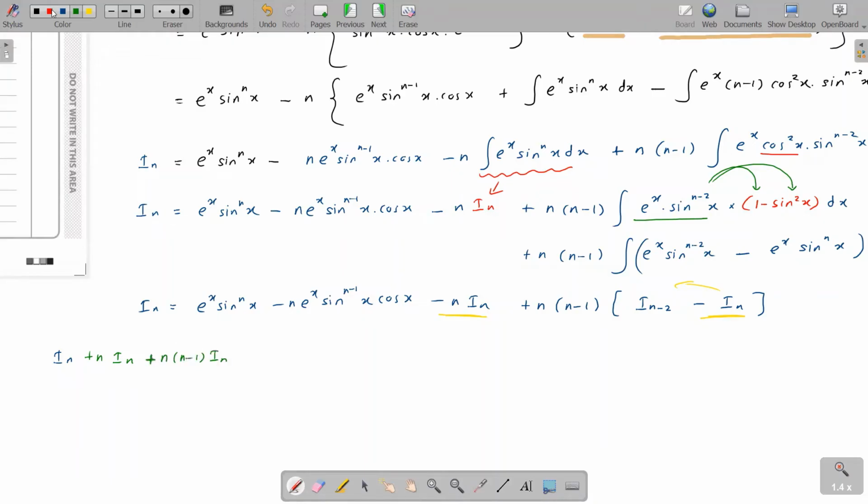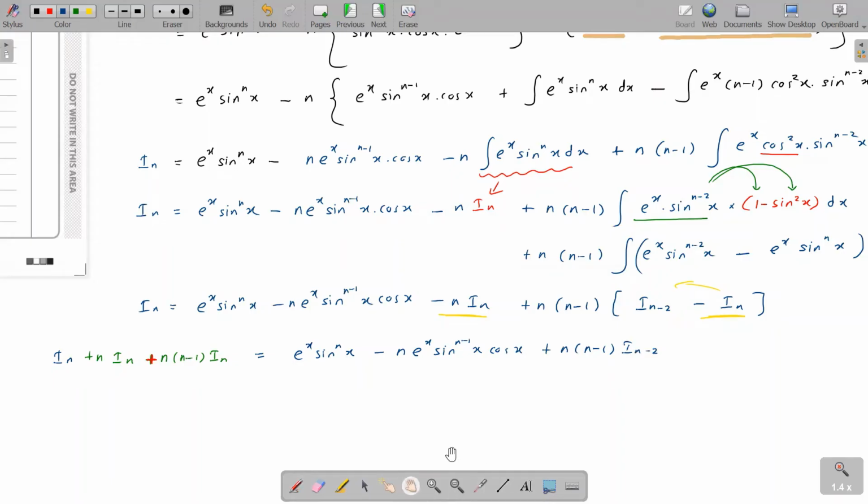This is a plus now, because this term was a negative. You bring it to the other side, it's positive. Now let's write the remaining terms. What do we get here? e^x sin^n x minus n e^x sin^(n-1) x cos x. The minus n I_n is gone, plus n times (n minus 1) times I_(n-2). That's what's remaining here, right? Are you with me?